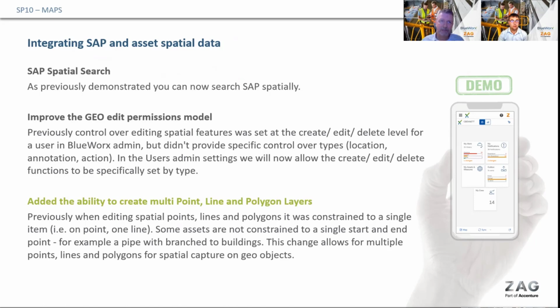And the last item on this one is that we've extended the ability for point, line and polygon layers to have multiple points associated with them. So this is set up in the configuration. Previously, we were constrained to just one object, if you like. So if we had a pipe, we could only take it through a series of points from A to B, but we couldn't have any branches coming off of it. So let's go and have a look at this because I think it'll be more understandable when you can see it live.